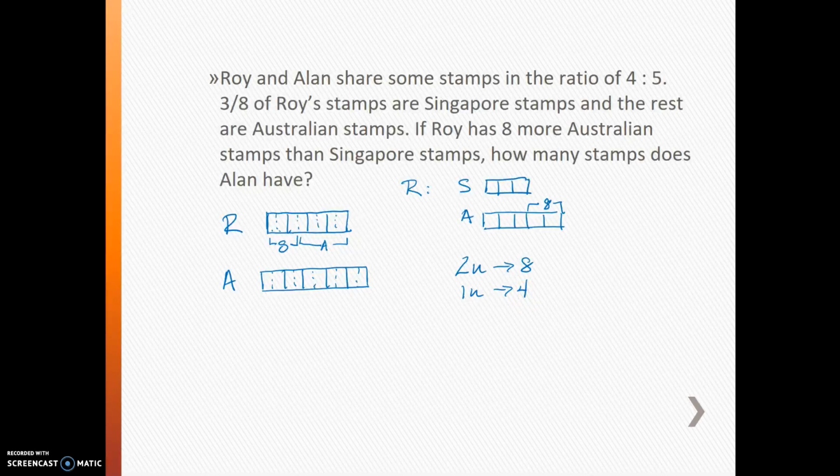Okay, now let's see here. It says we want to know how many stamps does Alan have. So Alan has 1, 2, 3, 4, 5, 6, 7, 8, 9, 10 units. If 1 unit equals 4, 10 units is 4 times 10, which equals 40 stamps.